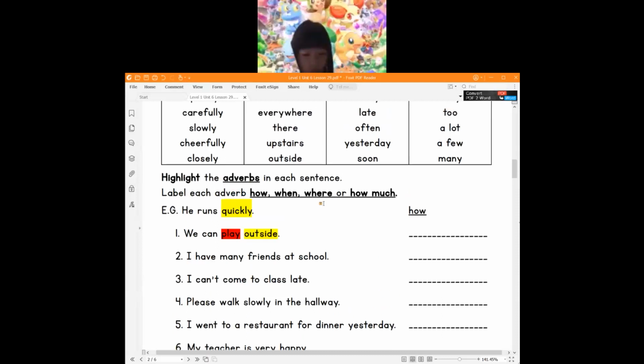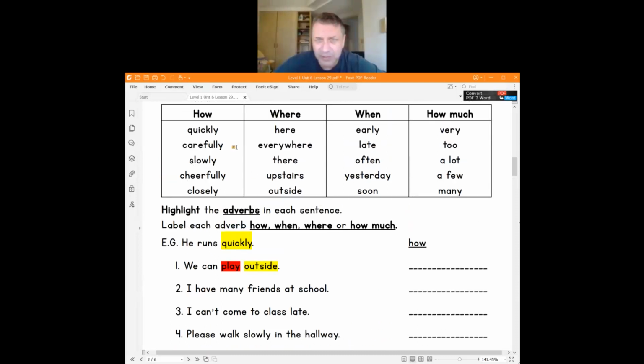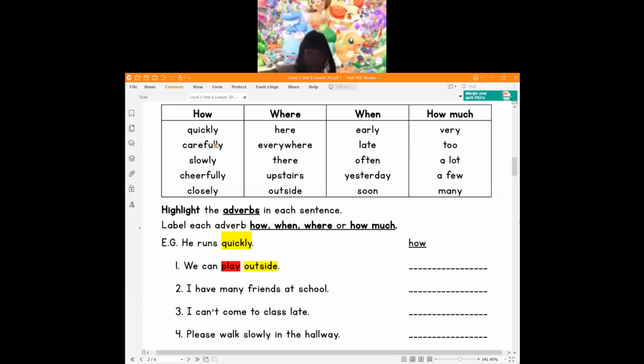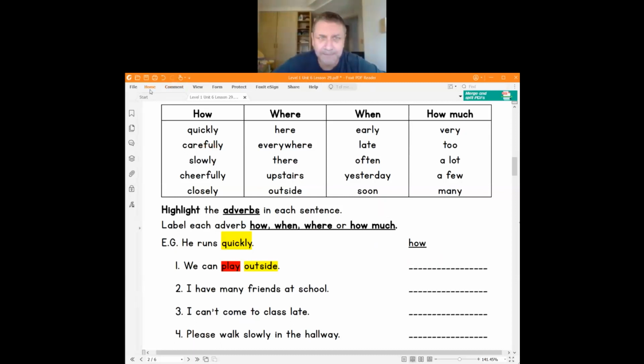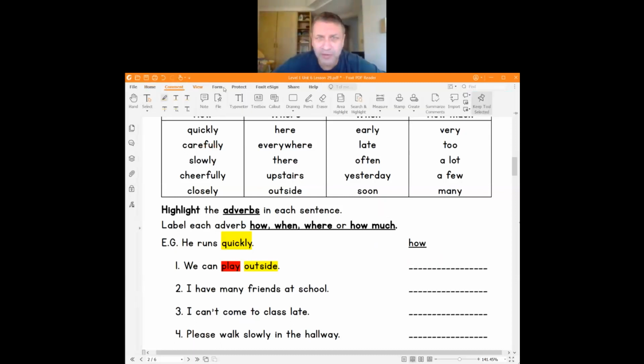Kevin, what kind of an adverb is outside? What does it tell us? Is it a how, where, when, or how much adverb? Where. Very good. Please write where on the line, everybody.